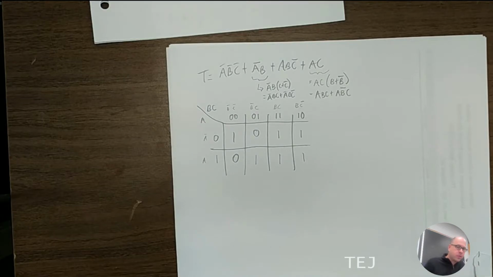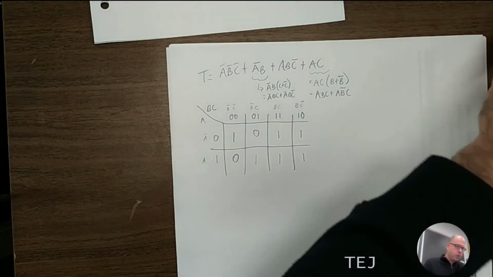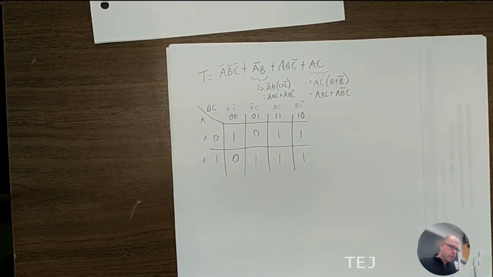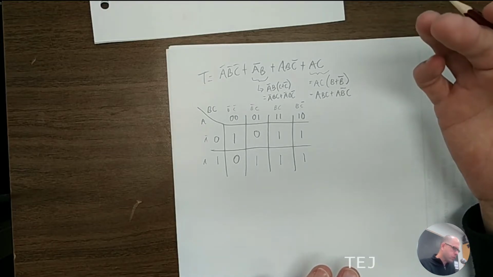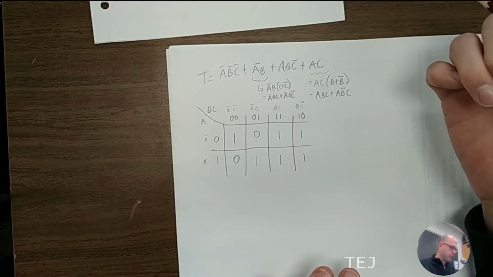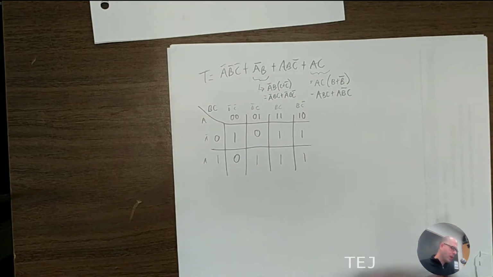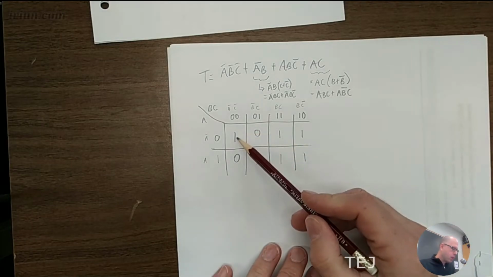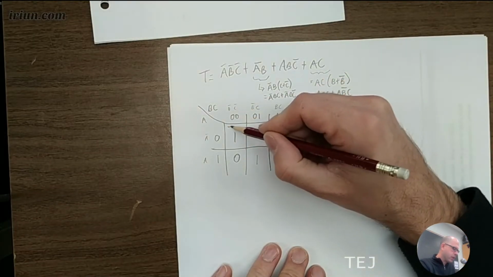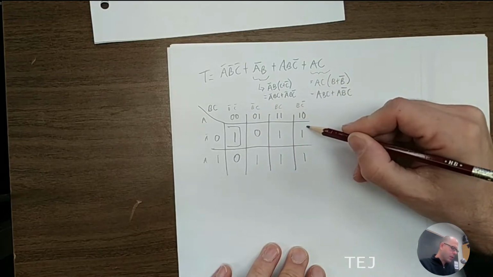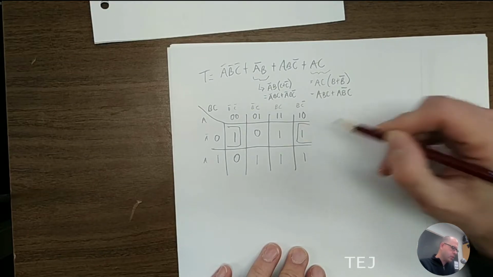Our goal now is to have the minimum number of groupings possible while circling all of the ones. We can only use powers of 2, so we can group two ones, four ones, eight ones, etc. This one here is going to have to be a wraparound case. Remember, we can't do diagonal, so I know we're going to have to wrap around. I can wrap around with this one. I can't do both of them because that would be 3, so it has to be just these two.